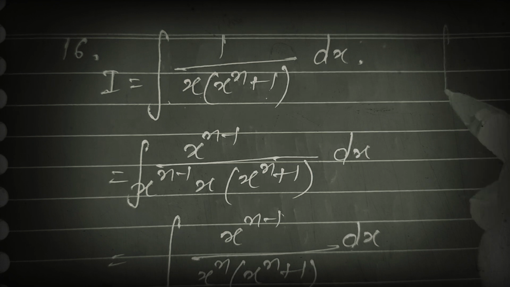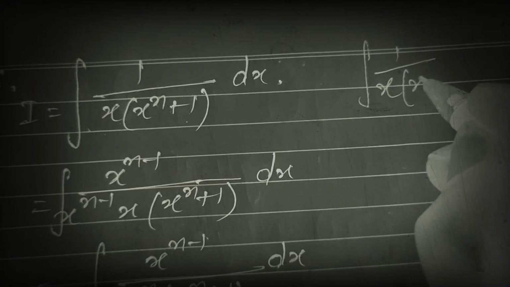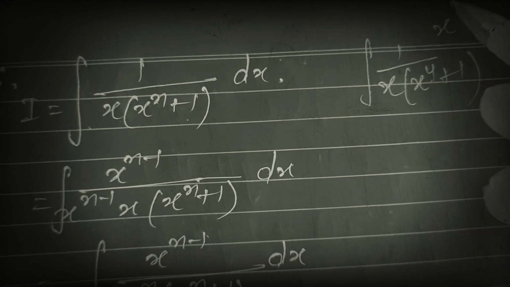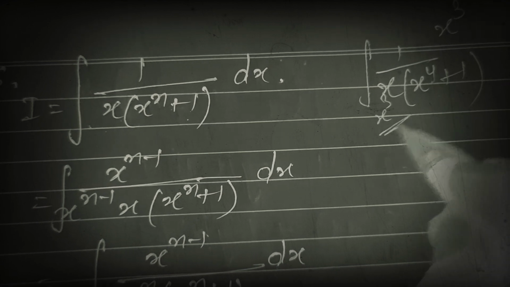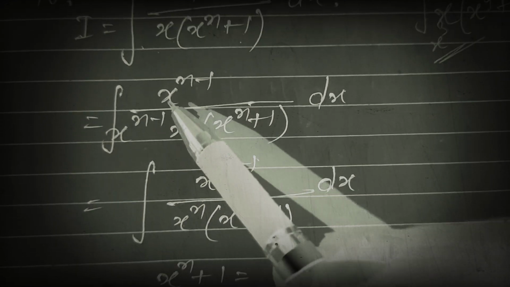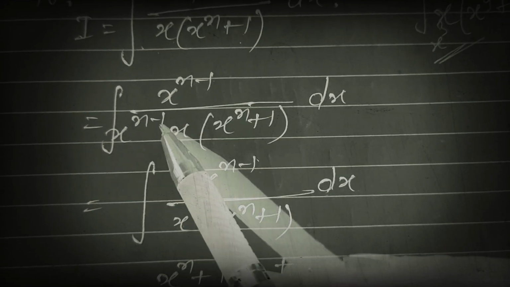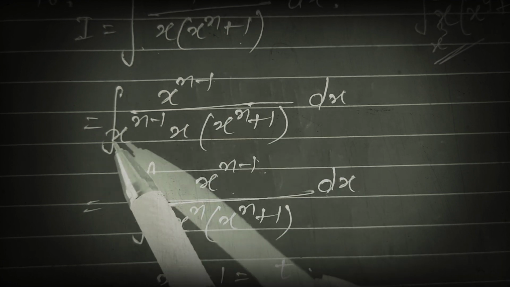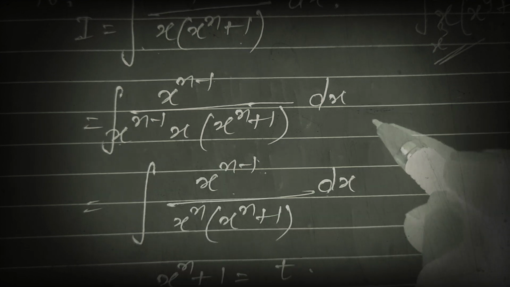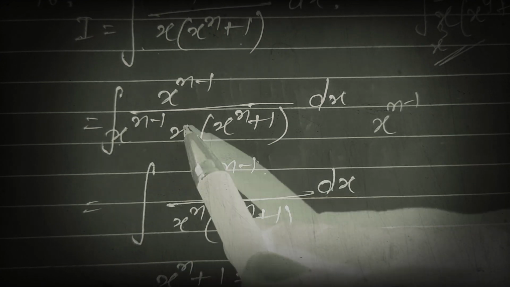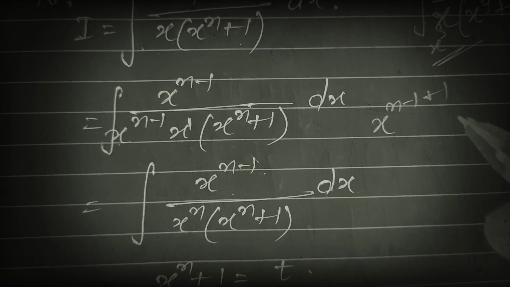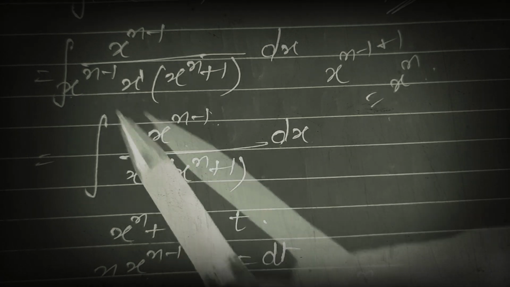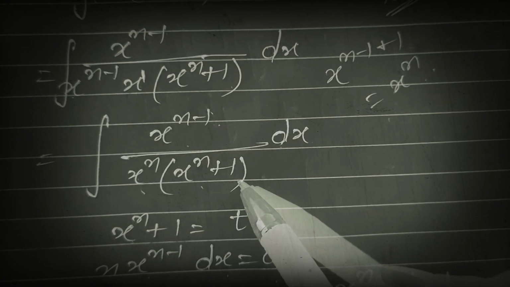Suppose the question is 1 upon x into x raised to power 4 plus 1. x raised to power 4 here. Then we will multiply by x cube and divide by x cube. Clear? Same in this, we will multiply by x raised to power n minus 1 and divide by x raised to power n minus 1. So it is x raised to power n minus 1. x raised to power n minus 1 multiplied by this, the power will be added. Its power is 1, so it will be x raised to power n. So this is x raised to power n, x raised to power n plus 1.